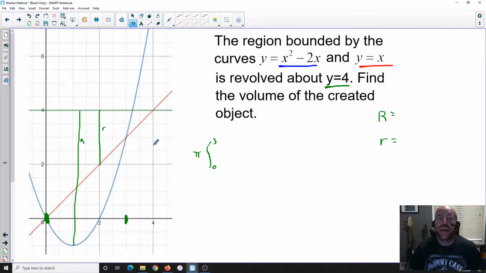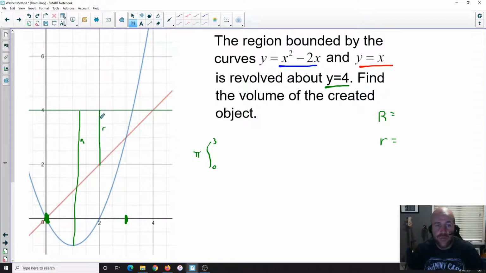Now the question is how do we determine what the little r is? Well, it's clearly going to the red function, the y equals x line. But if I just put x in for little r, that would actually give me the height from the function to the x-axis. That's not what we want. So think about it. This entire distance from the x-axis all the way to y equals 4, that's a total of 4.